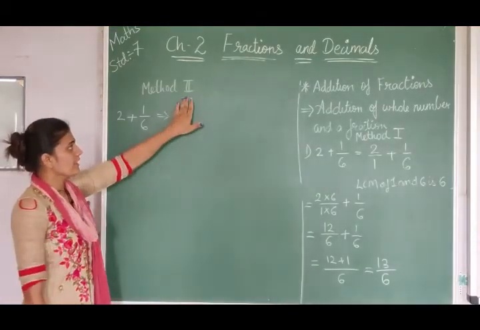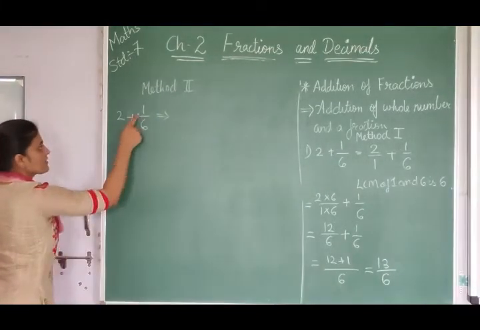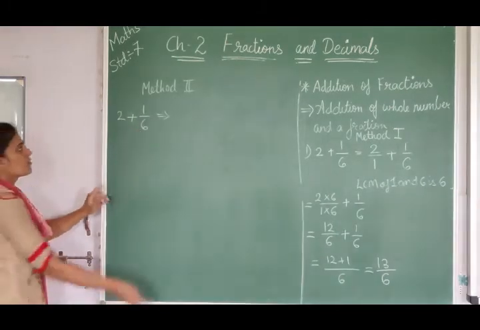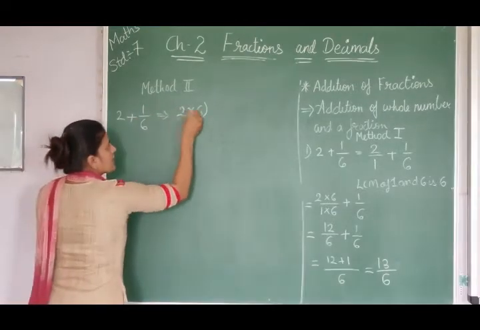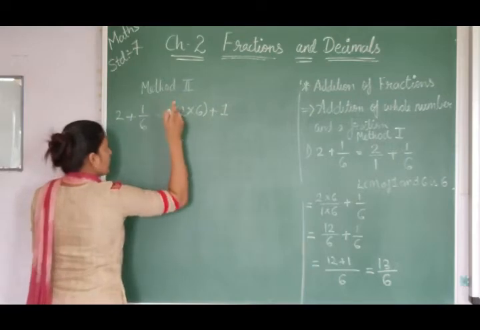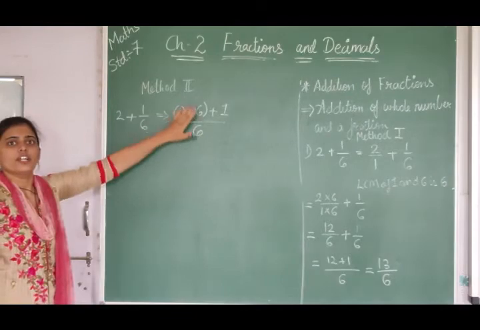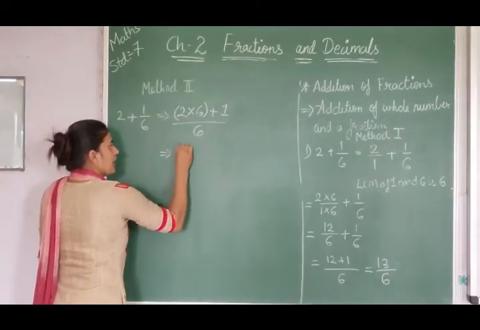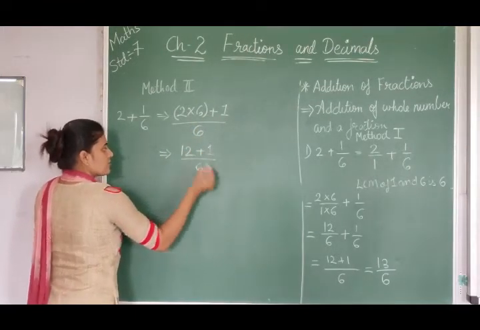Here is the second method, with the same question I have copied: 2 plus 1 by 6. Now what we will do is directly multiply 2 and 6. So 2 multiplied by 6 plus 1, we put this in a bracket, plus 1, and the denominator will be 6. So it is converted into one fraction. So 2 multiplied by 6 is 12, plus 1 as it is, we copy down, divided by 6 also as it is.